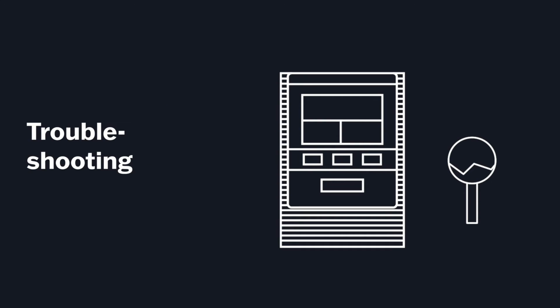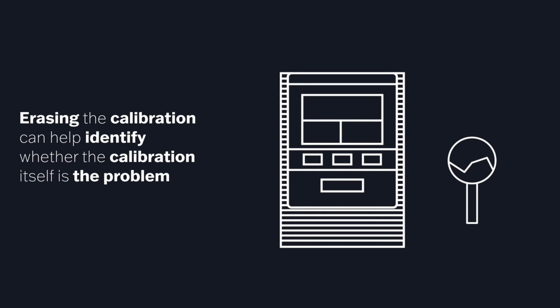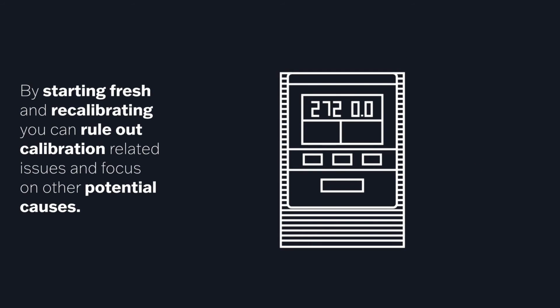Troubleshooting. In some cases, if you encounter issues or erratic behavior with the pump system, erasing the calibration can help identify whether the calibration itself is the problem. By starting fresh and recalibrating, you can rule out calibration-related issues and focus on other potential causes.